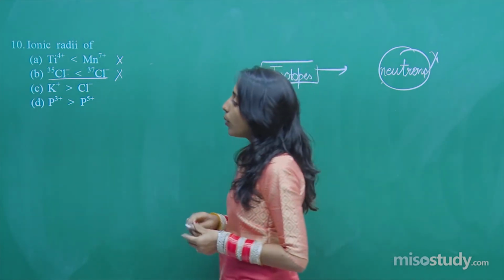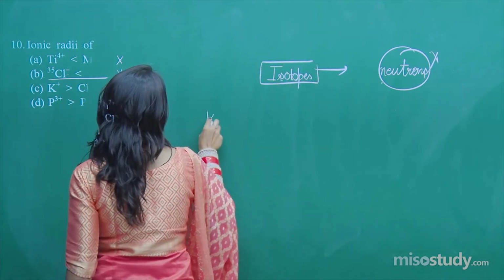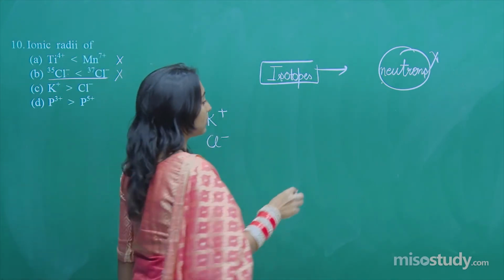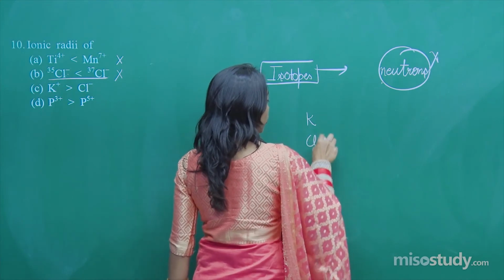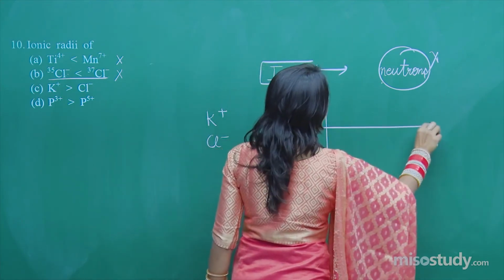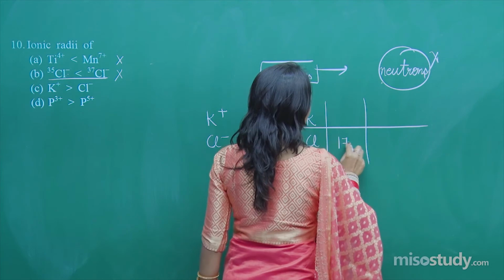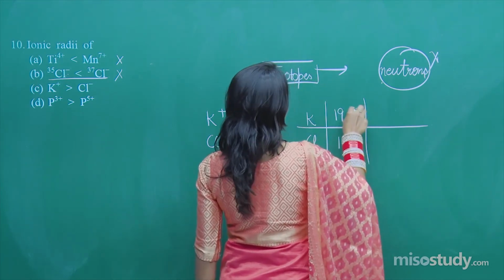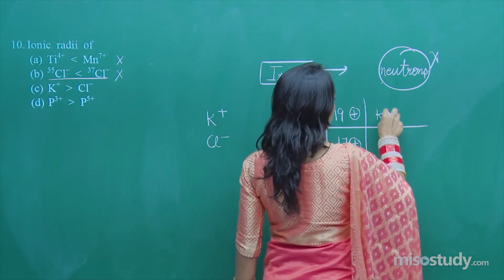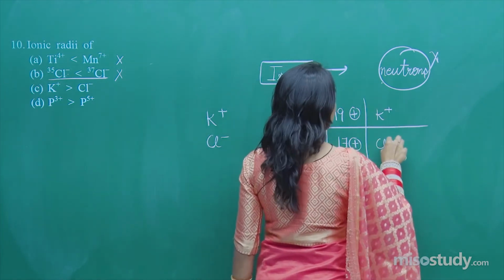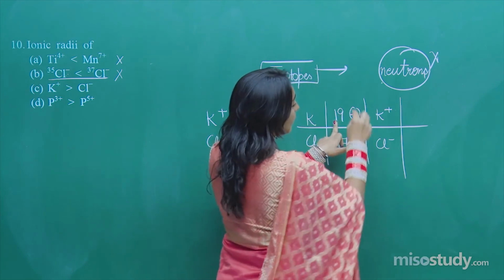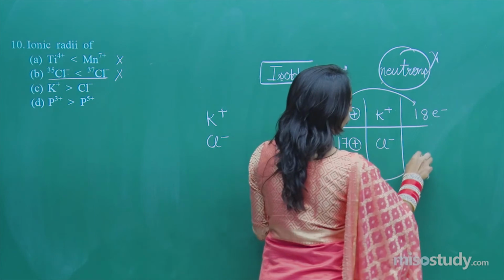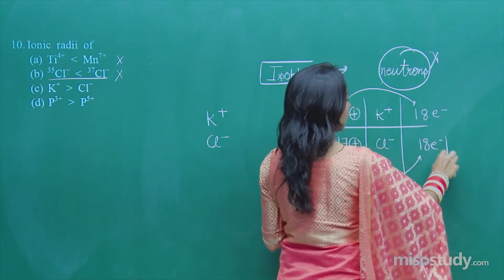Now we have potassium plus is greater than chlorine minus. So see, potassium and chlorine. Chlorine is having 17 protons and potassium was having 19 protons. Now I am talking about potassium plus and chlorine minus. So see, 19 protons will be holding 18 electrons, 17 protons will be holding 18 electrons.